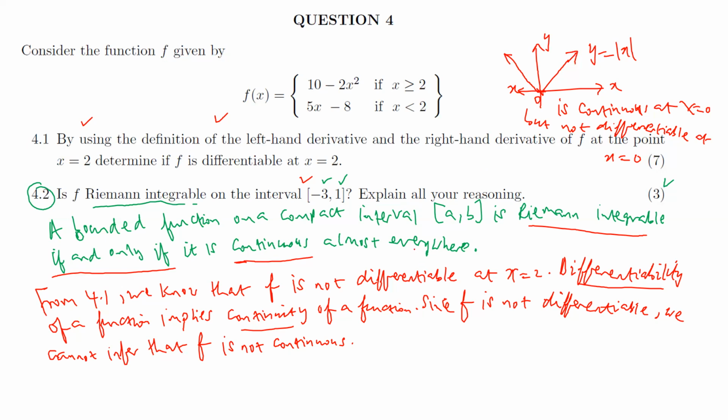It's continuous at x equal to 0, but it's not differentiable at x equal to 0. So a function can be continuous and not be differentiable. If it's not differentiable, it does not mean it is not continuous. The absolute value function is a good example.